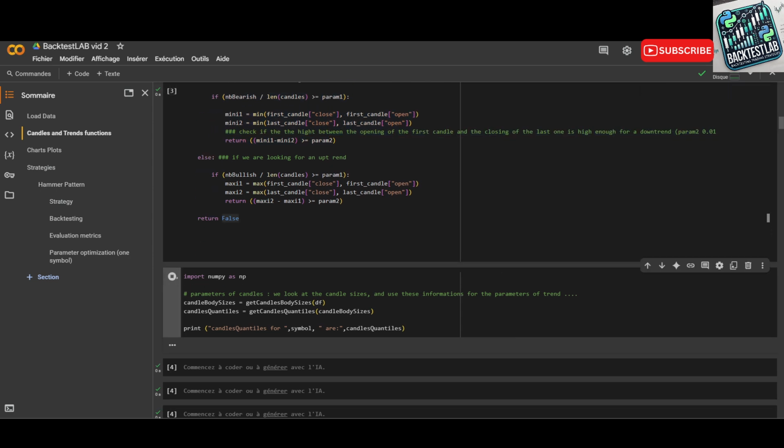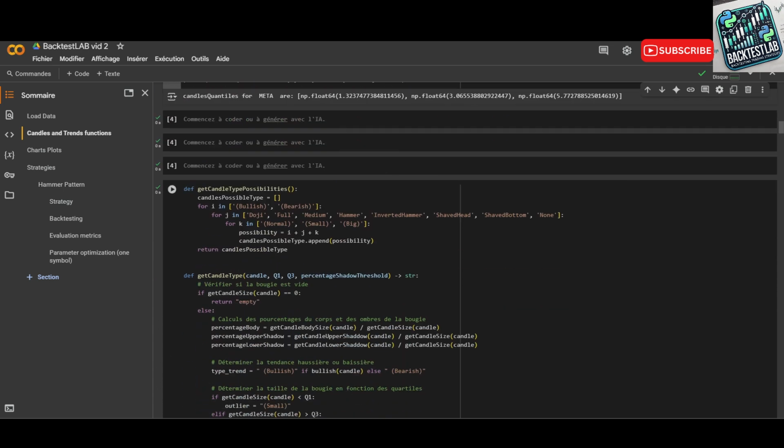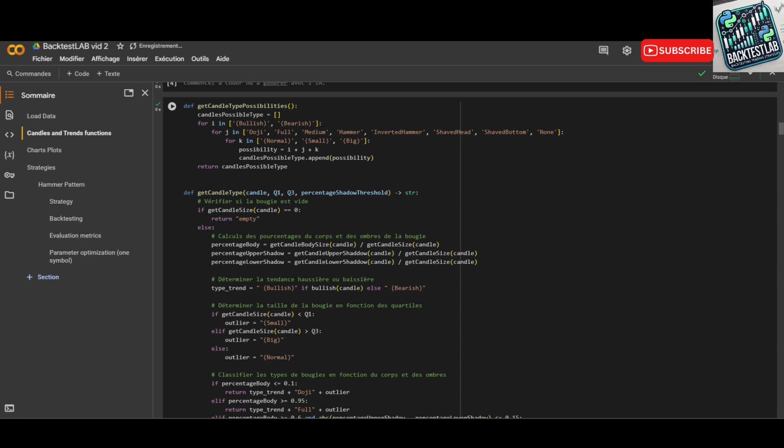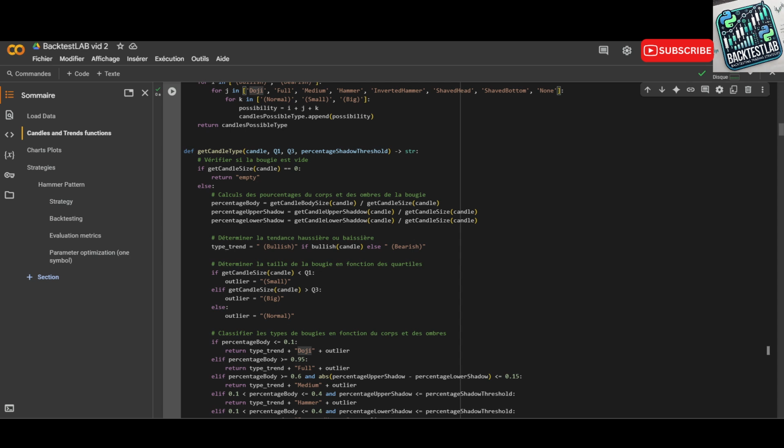So if we want to try our functions here, the quantiles for our candles here for Meta are these values: 1.32, 3.06, and 5.77. And there are also other types of methods that we can add. We are not necessarily going to use them for this video, but just for information. We can, for example, check each candle and see if it is a doji, a hammer, an inverted hammer, etc., and label each of those candles.